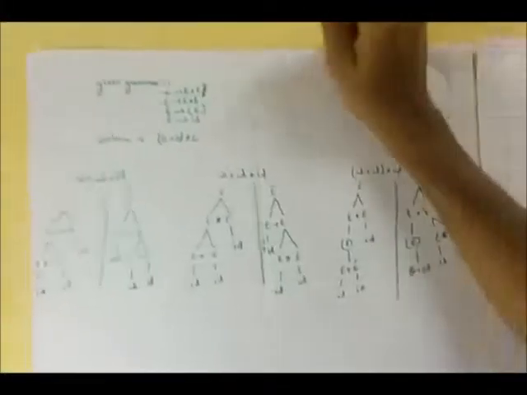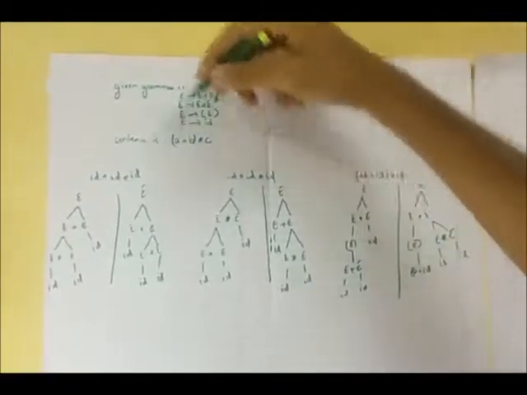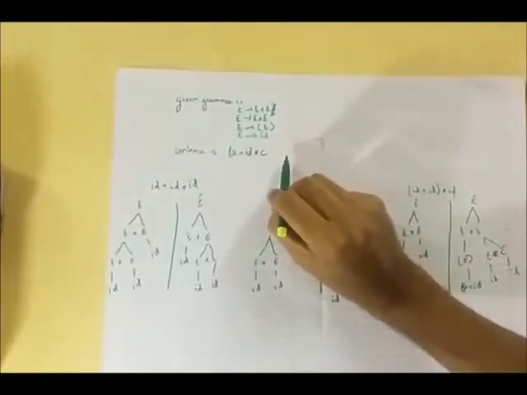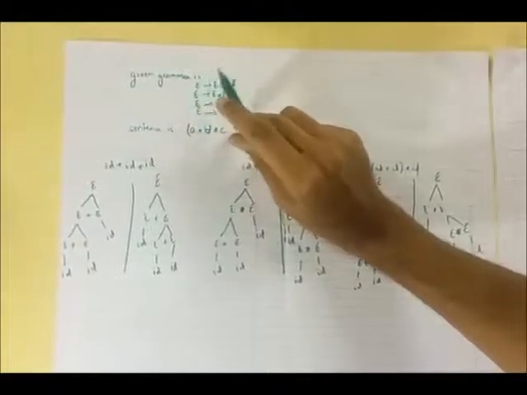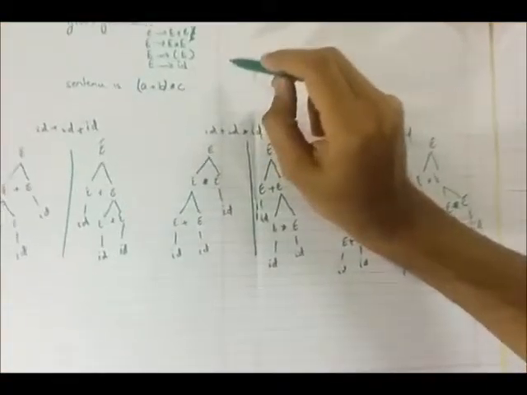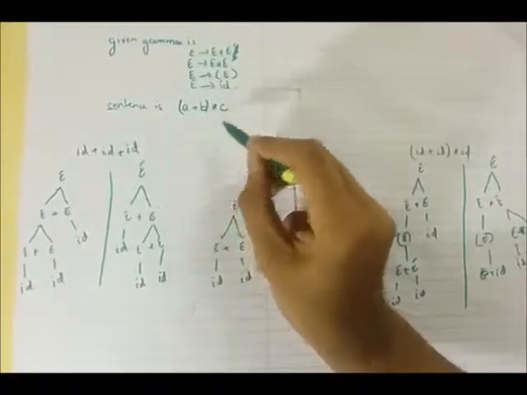Hello guys. Today we are going to solve a problem which is given by this grammar, where our sentence is a plus b star c. If you review this grammar, the transformation rules are E goes to E plus E, E goes to E star E, E goes to open bracket E close bracket, and E goes to id. And our sentence is (a plus b) star c, where a plus b is in brackets.